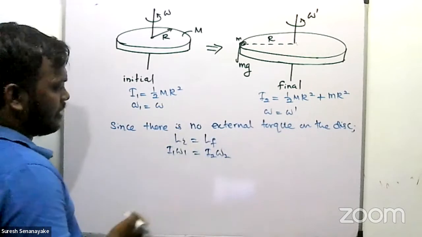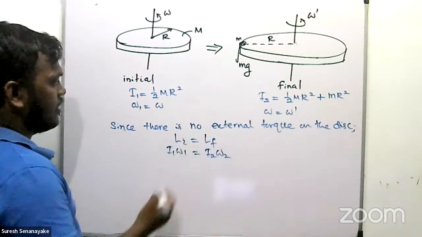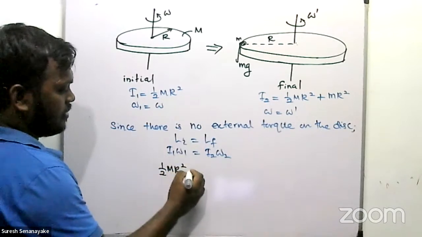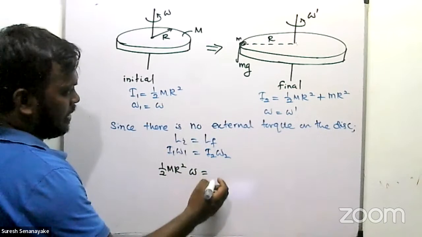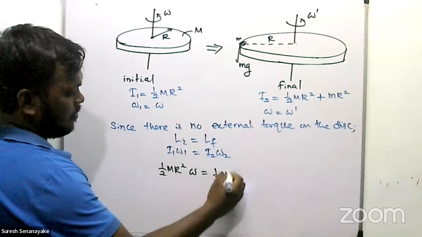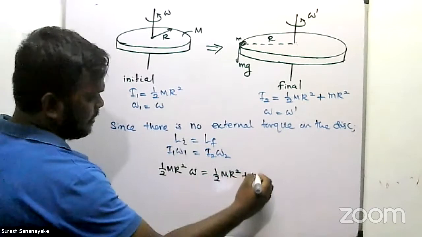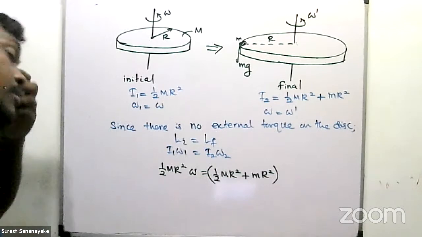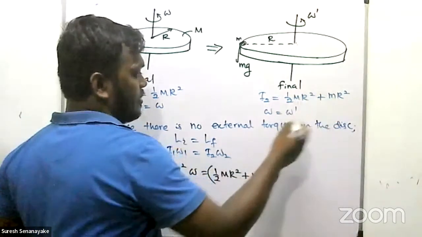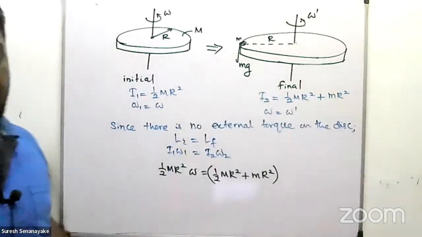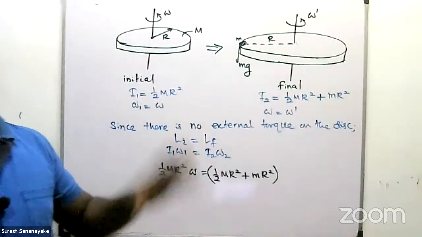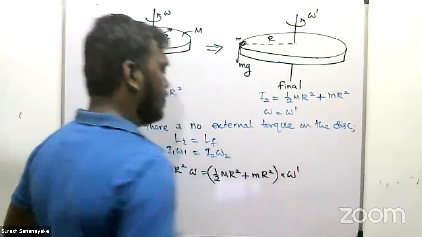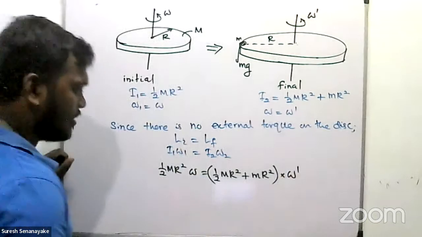These are the most common questions that can be asked in examinations. I1 is half M R squared, omega 1 is omega, I2 is half M R squared plus m R squared. The important thing is that you need to get the moment of inertia about the axis of rotation. That's why, before coming to this point, we discussed the moment of inertia, torque and everything. So R squared will cancel.